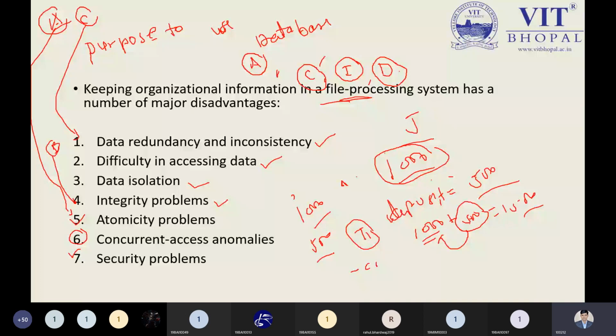The very strong server I can say in India is known as the IRCTC, the railway, a very big network. Yesterday I told you, these are the seven disadvantages we found in the file system, and they are overcome in the database system. So these are the seven reasons we need to learn about the database system. That's why I put the heading here, the purpose to use the database.